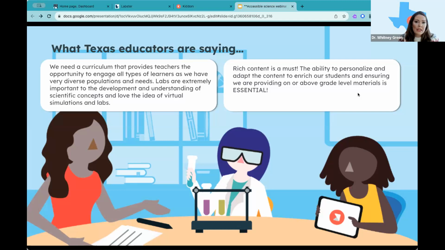And then the other piece that we're also hearing is rich content is a must. The ability to personalize and adapt the content to enrich our students and ensuring we are providing on or above grade level materials is essential. I really want to highlight here the on or above grade level materials. We have to ensure that the curriculums that you're putting in the hands of your teachers are, one, standards aligned, TEKS aligned, and two, that the materials are rigorous, that we're enriching students.